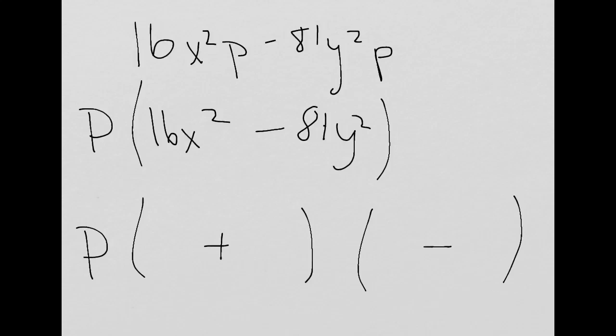So what's the square root of x squared? It's just x. What's the square root of 16? 4. So 4x is going to be in both of these parentheses. Oh yeah, I remember doing one of these. Yeah. So what's the square root of 81? 9. The square root of y squared is y.